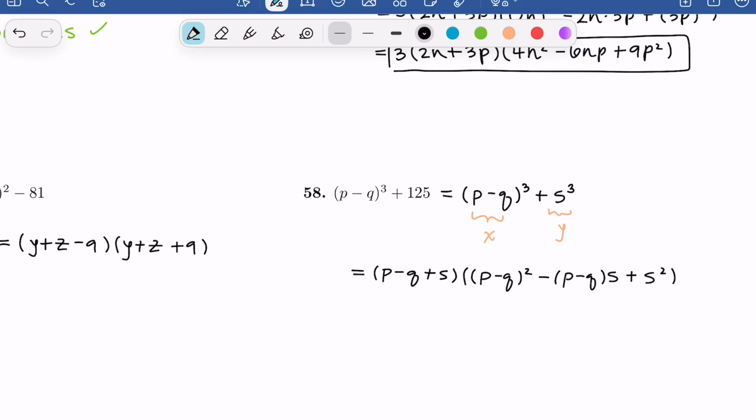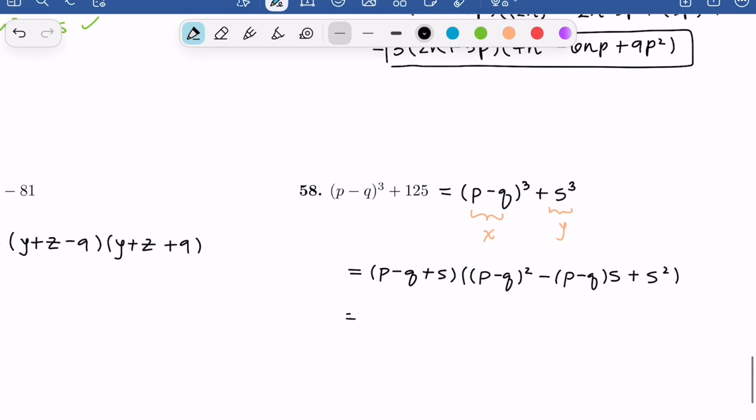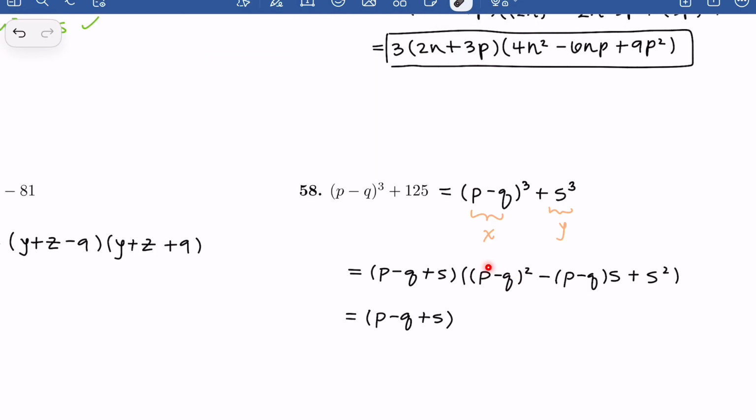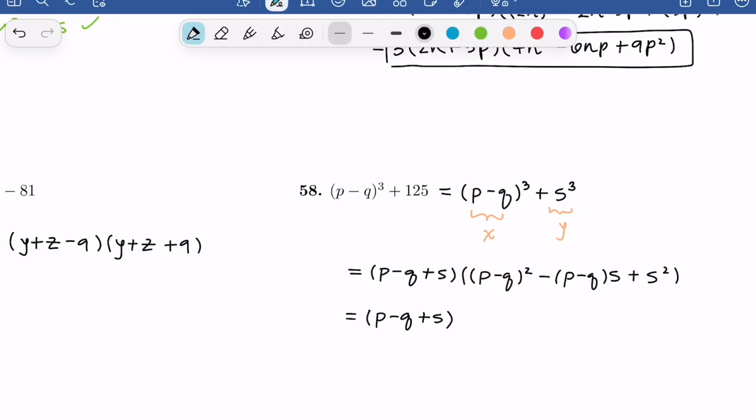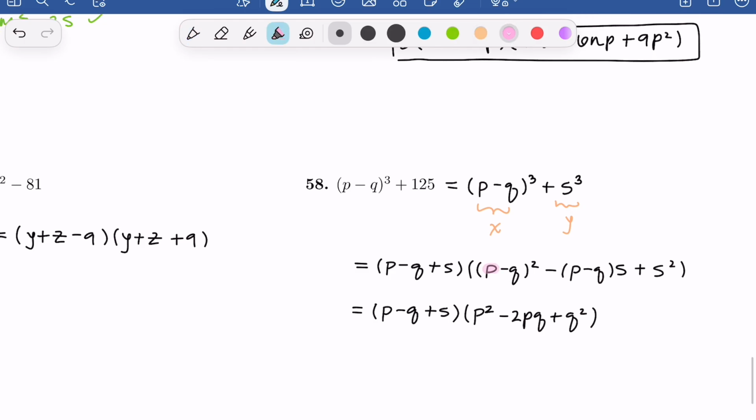So now what we want to do is simplify this. Our first factor here, we can't combine like terms or simplify further, so that'll stay as is. But notice we have this square here. So what we're going to do is FOIL this. We're going to end up with p squared minus 2pq plus q squared. Okay? So this is just the FOILed form of this term here.